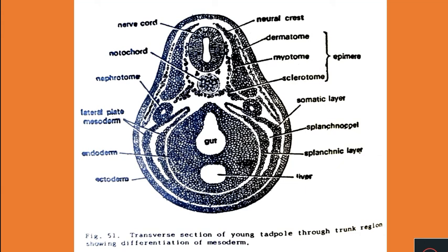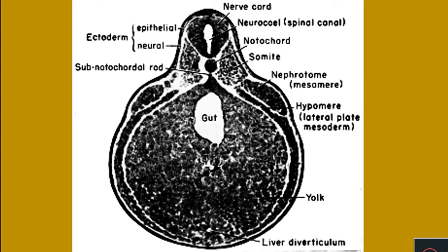Dermatome gives rise to the dermis, myotome gives rise to the skeletal muscles of the back, and the sclerotome will give rise to the skeletal elements which will form around this notochord, and that is nothing but the future vertebral column. Now, we will go to the second part of this mesoderm, that is the nephrotome. So, so far we discussed only this epimere which is subdivided into 3. Now, we have to go to the nephrotome. So, this is the nephrotome, that is the second mesodermal segment.